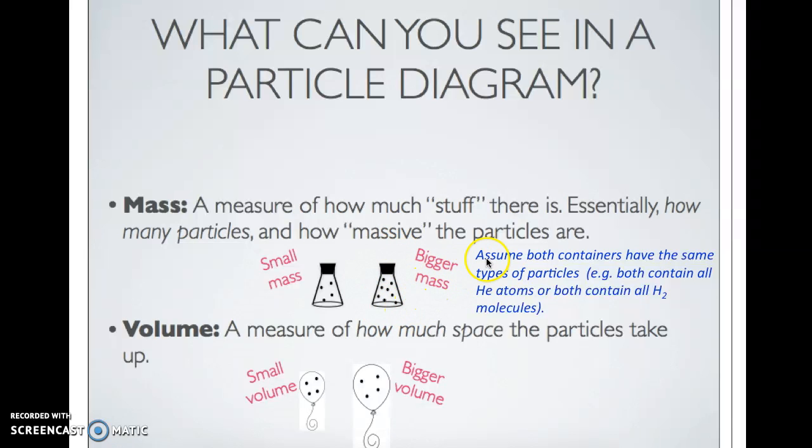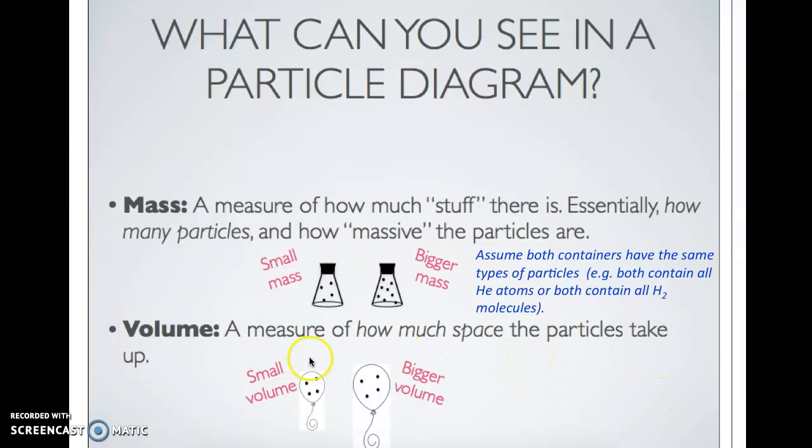Now, to be clear, we're assuming that both of the containers contain the same type of particles, like both containing all helium atoms or both containing all hydrogen molecules. If they didn't have the same type of particles in each flask, we couldn't make that comparison about the mass. But let's say that they all had just helium atoms. Because this has 4 and this one has 8, we know that this one has a bigger mass because there are more particles in it.